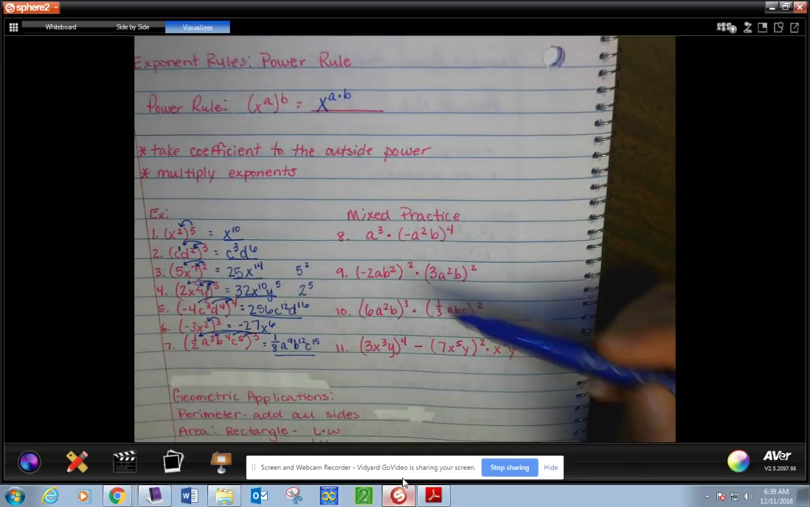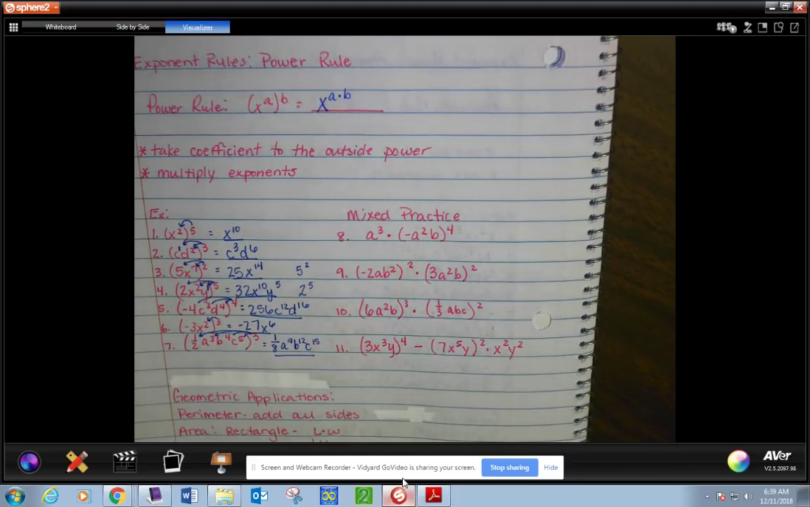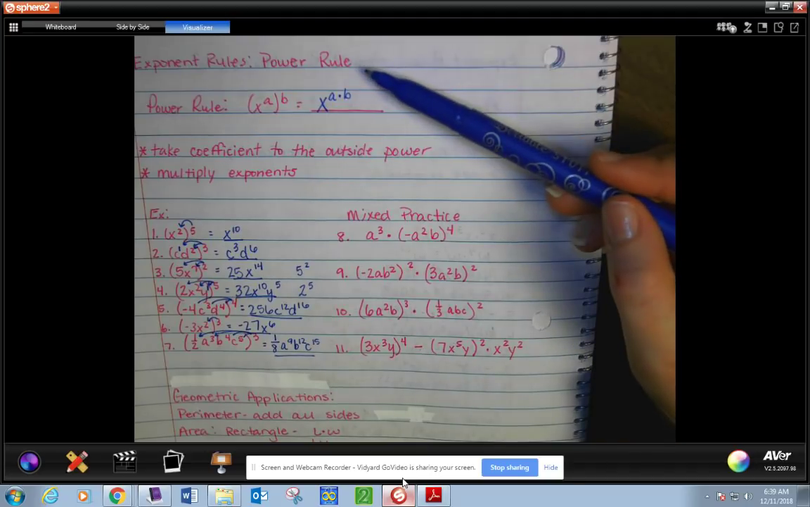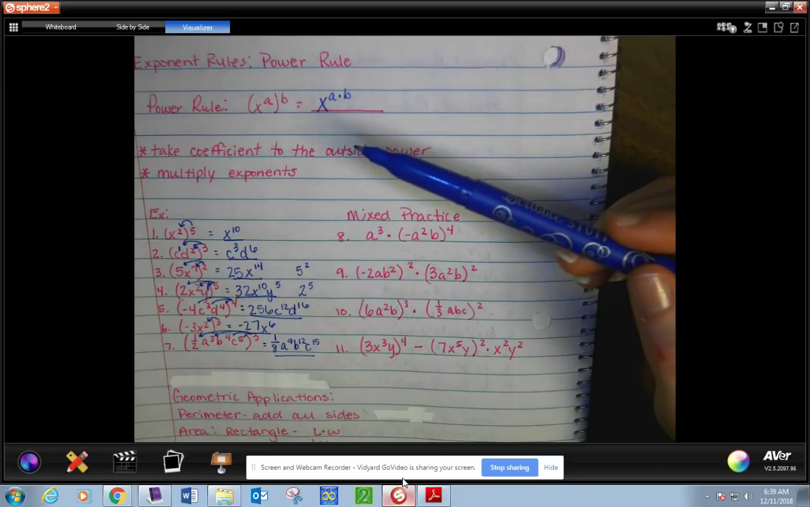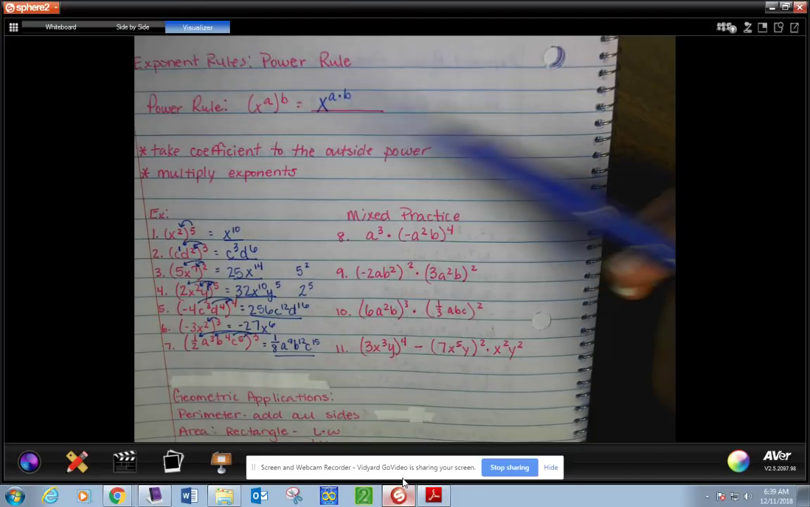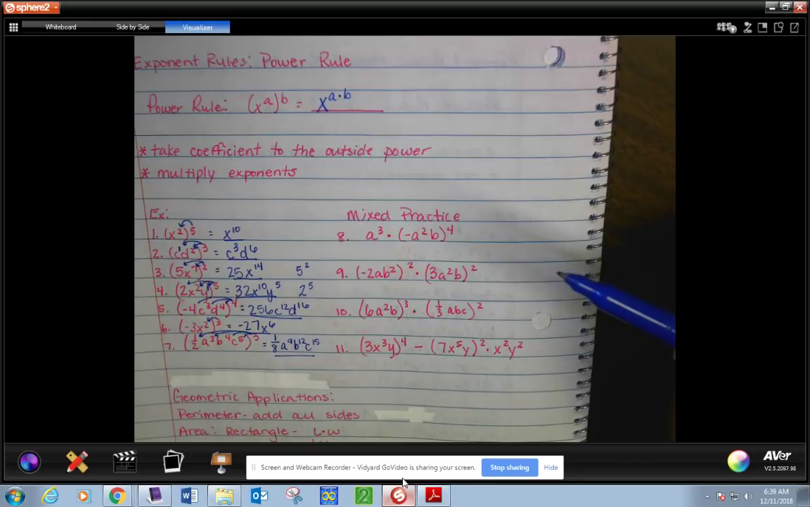Now you're also going to have some mixed practice. So that's why these examples are over here. So when you're doing these, you have to follow in order. And with the rules that you've learned, you're going to start with your power rule, and then you move to multiplication, and then you move to adding or subtracting. So you go backwards from what we've learned.